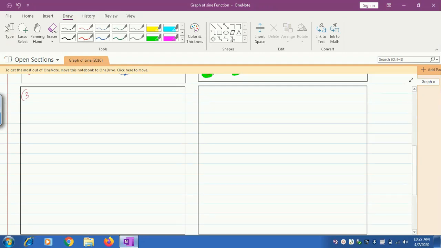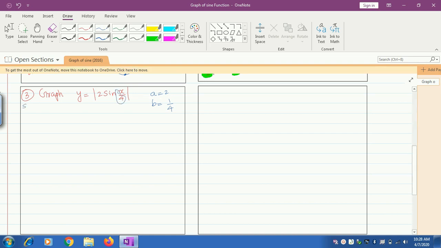Graph y is equal to the absolute value of 2 sine x over 4. So what is the a value here? This is 2. The b value is 1 over 4. This is the coefficient of x. The angle here is 1 over 4. This is my b value, right?